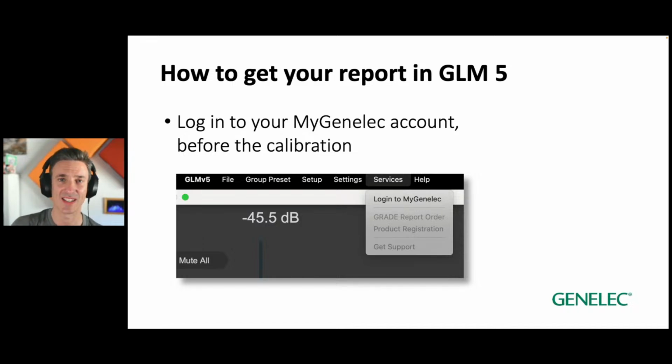And the way you access the grade report is now a little different compared to the times of version 4. So nowadays, it's really important, first of all, that you log in to your account in GLM. So log into My Genelec under Services and do this before the calibration. Otherwise, the data is not there and it's not available for the creation of the grade report.